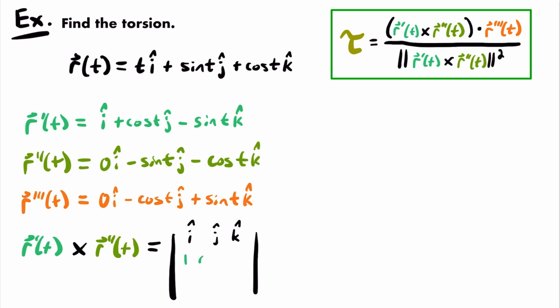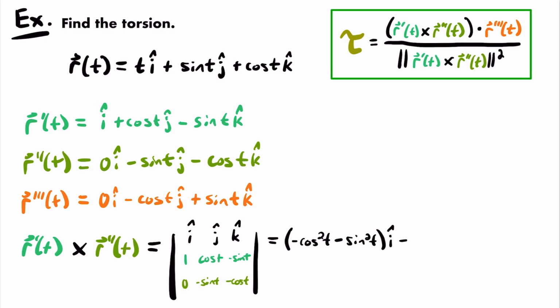All right, so 1, cosine t, negative sine t, and then 0, negative sine t, negative cosine t. Now calculating this cross product, start by covering up the i column, then calculate a 2x2 determinant. Cosine t times negative cosine t is negative cosine squared t, and then you want to subtract negative sine t times negative sine t, which is positive sine squared t. So we have negative cosine squared t minus positive sine squared t. That's multiplied by i.